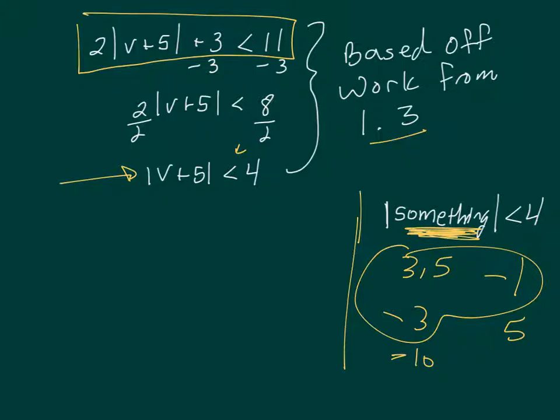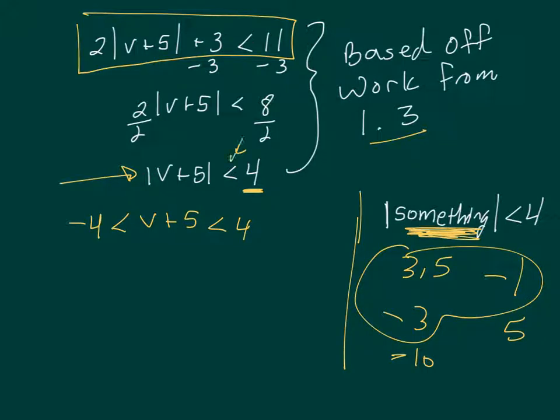So that's what I want to do to try to solve something when the absolute value is less than something. I'm going to take whatever that thing is, and I make sure that it's between this number and the opposite of this number. So in this case, between 4 and -4.